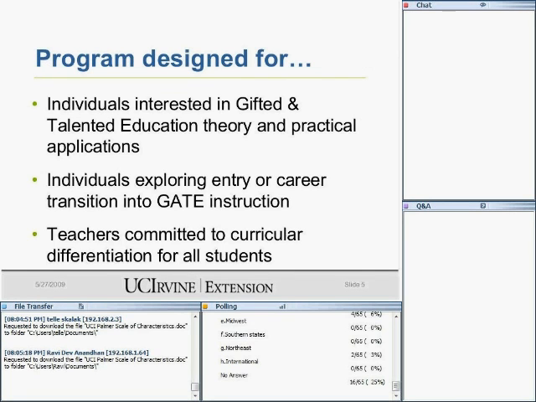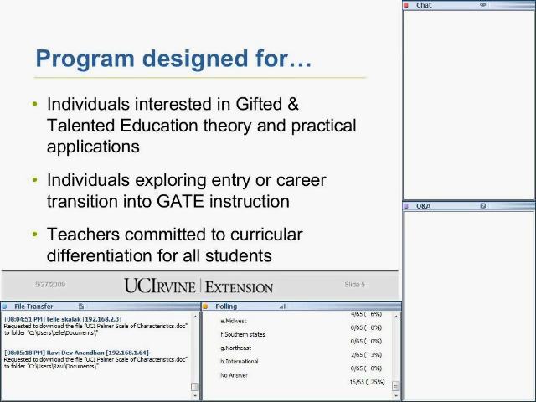The program is designed for 3 specific types of people. The first being individuals who are interested in gifted and talented education theory and practical applications. The second being individuals exploring entry or career transition into GATE instruction. And of course, teachers committed to curricular differentiation for all students. And as I mentioned before, parents are more than welcome to sign up for some of these classes that prove to be very relevant to the issues that they deal with at home.